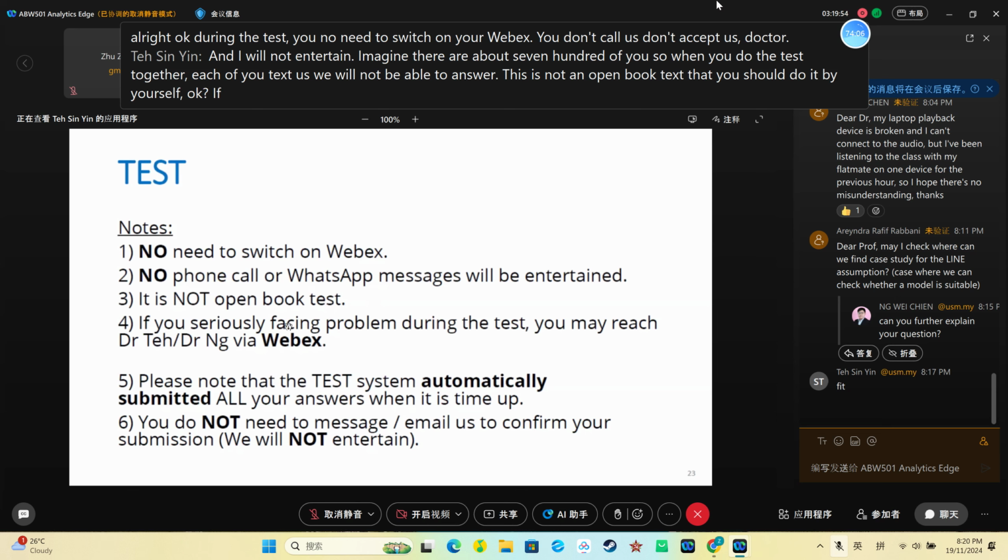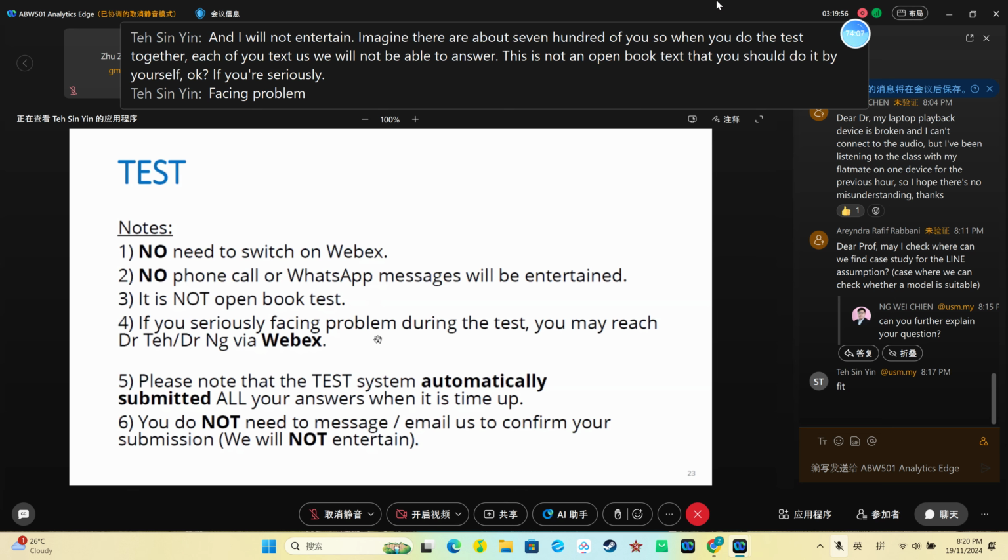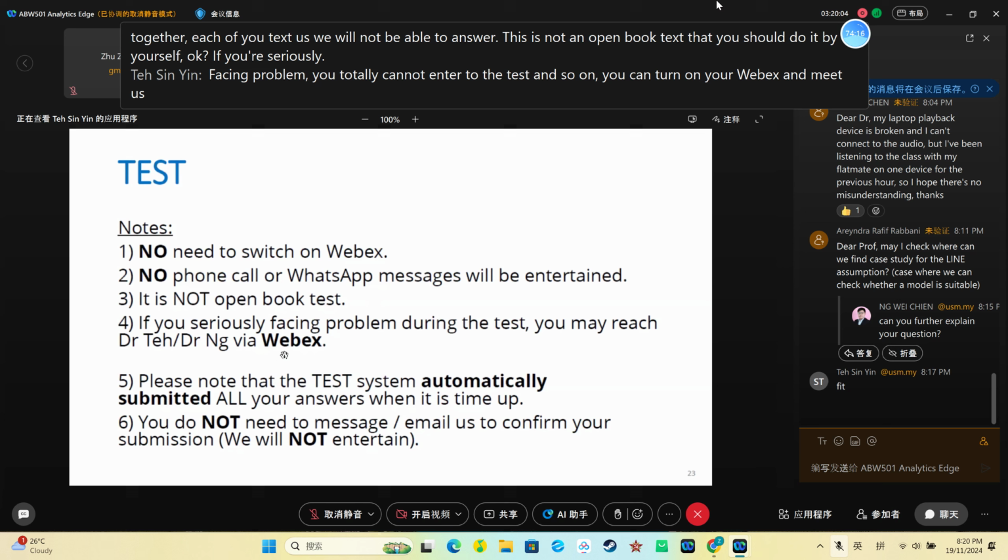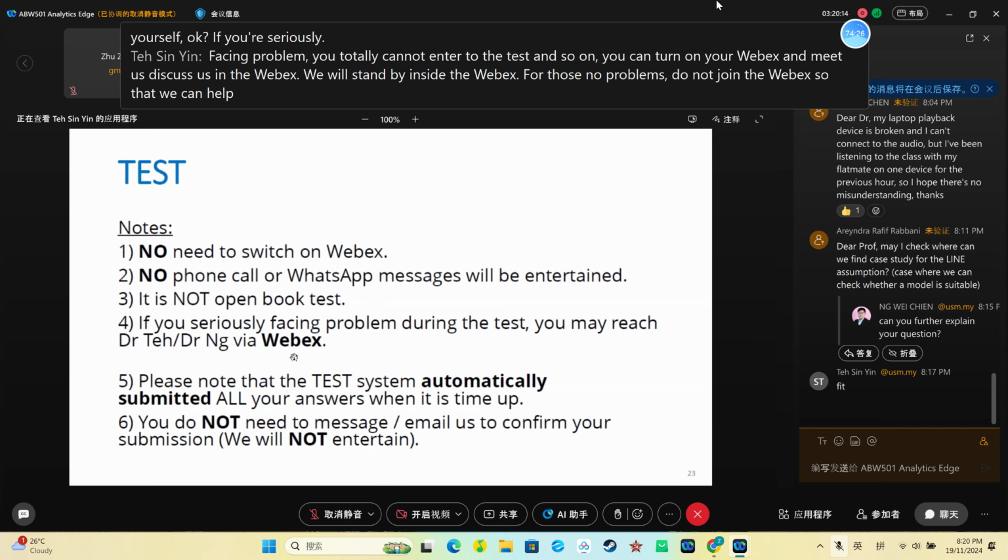If you are seriously facing a problem and totally cannot enter the test, you can turn on your WebEx and meet us, discuss with us in the WebEx. We will stand by inside the WebEx. For those with no problem, do not join the WebEx so that we can help the ones that have a problem.